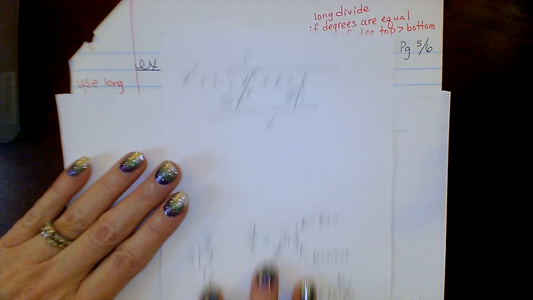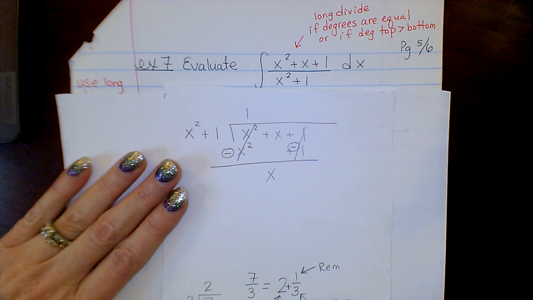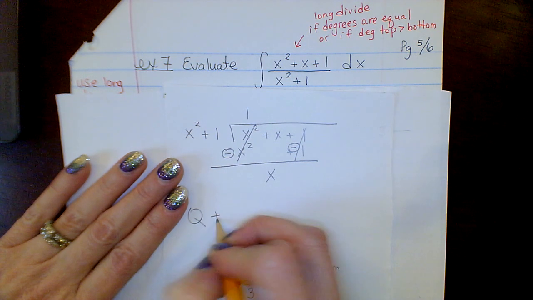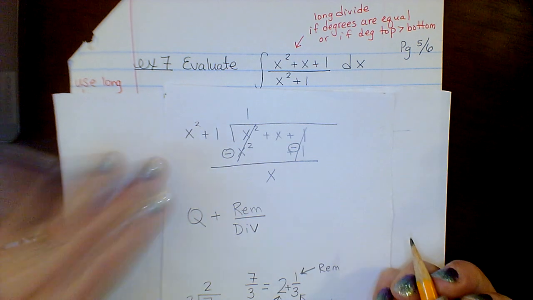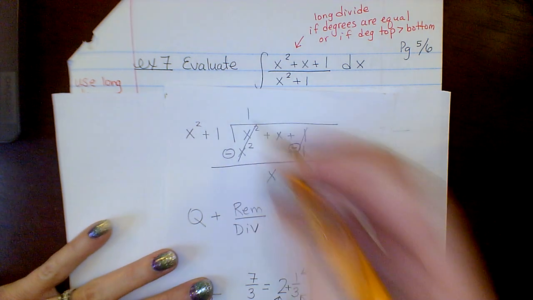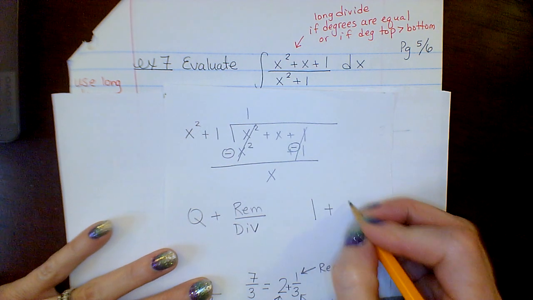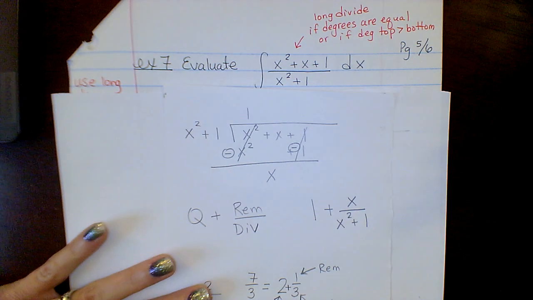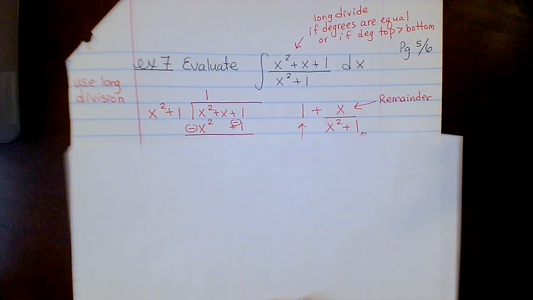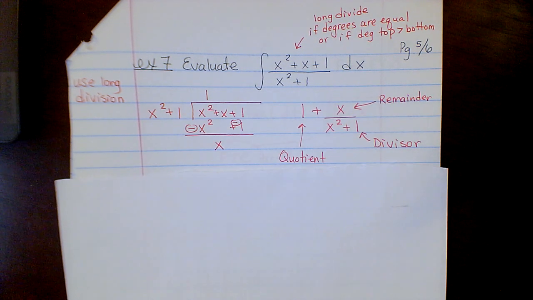I can do the same thing with this polynomial long division. I can take the quotient plus the remainder over the divisor. So my quotient was 1, my remainder was x, and my divisor is x squared plus 1. So here's all of that. I wanted to just kind of do it rather than just showing you it already done. I wanted you to see how it happens.